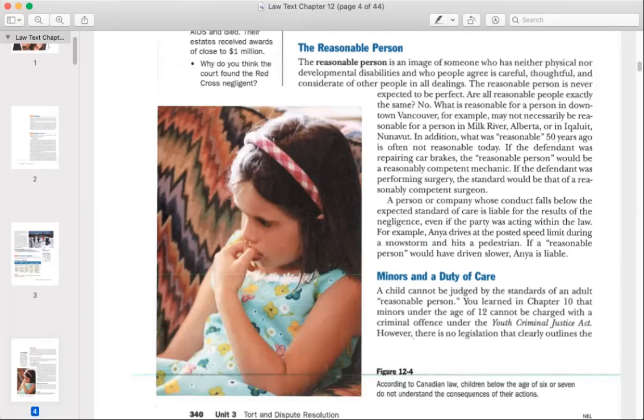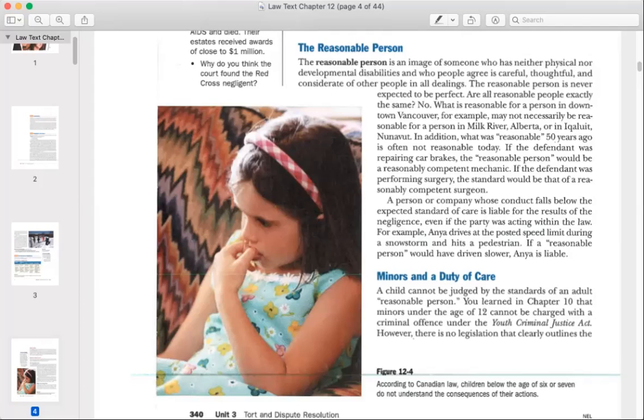I want to look at this vocabulary term because it's kind of a strange definition. Who is the reasonable person? This is not a trivia question where you're like, oh, I know who that person is. It's not an actual person. And I actually need to unpack this definition a little bit because at first glance, it can seem really offensive. The reasonable person is an image of someone who has neither physical nor developmental disabilities and who people agree is careful, thoughtful, and considerate of other people in all dealings.